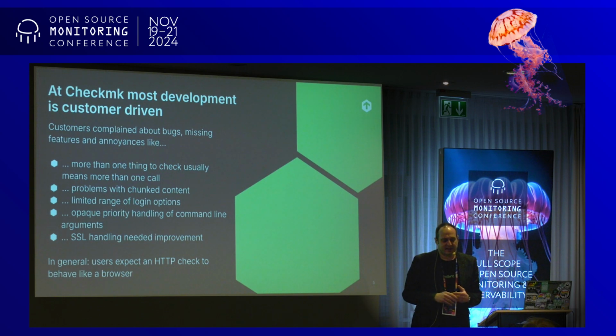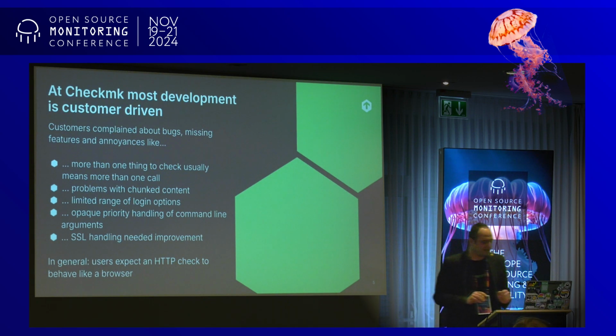the classic check HTTP has a very, let's say, relaxed approach to validating a certificate chain and stuff. But users expected an HTTP check to behave like a browser. So if the SSL certificate chain does not validate, it should not progress any further. That was our starting point.